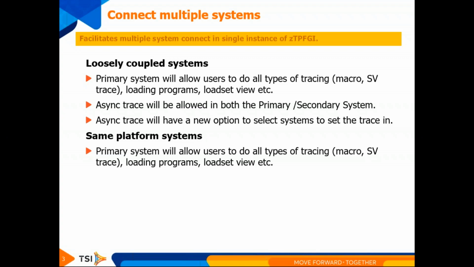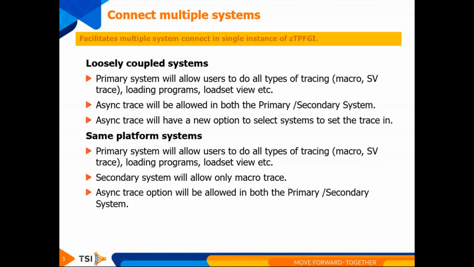If two systems are combined from the same platform, there will be a primary system where the user will be allowed to do all types of tracing, such as macro trace, source view trace, loading programs, load set view, etc. And on the secondary system, the user will only be allowed to do a macro trace. But the async transaction is set to open, and it will be across the primary and the secondary system.